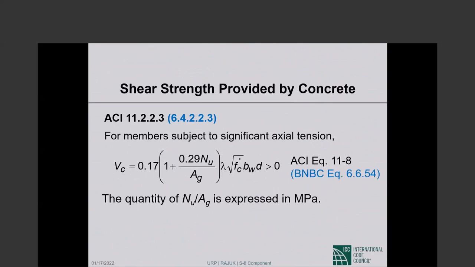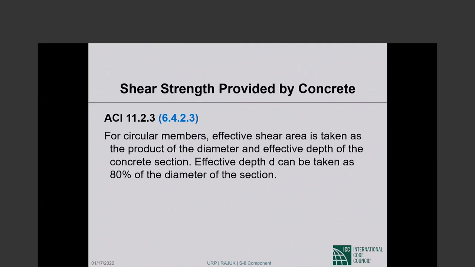Here, when you have significant axial tension, instead of taking V sub C is 0, there is an expression, so you can get something out of the concrete. So there is regular calculation, there is detailed calculation of V sub C. That detailed I skipped to save a little bit of time.